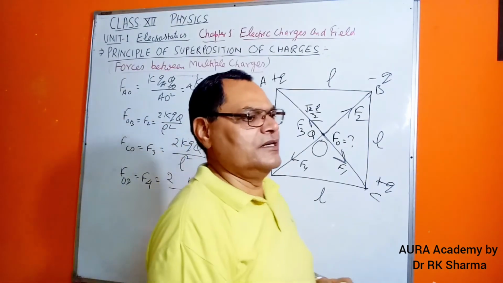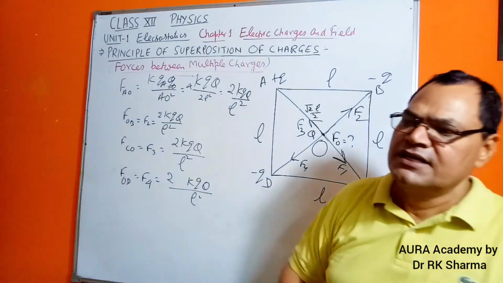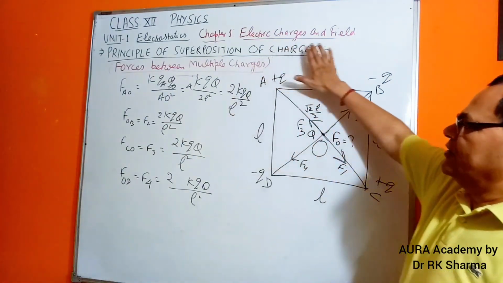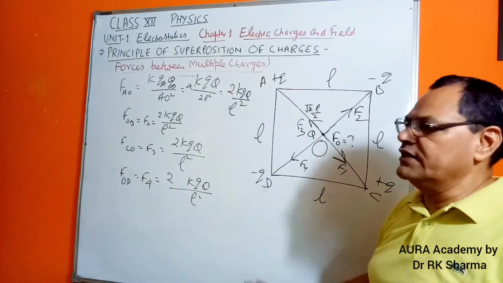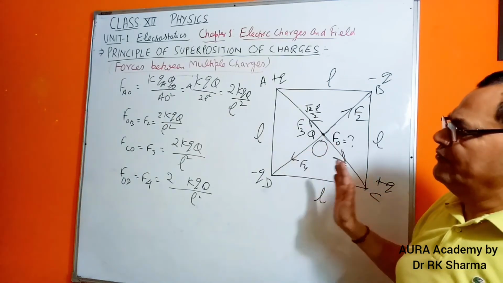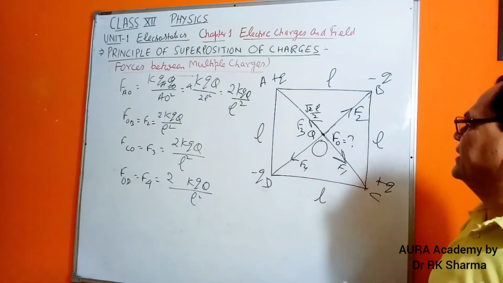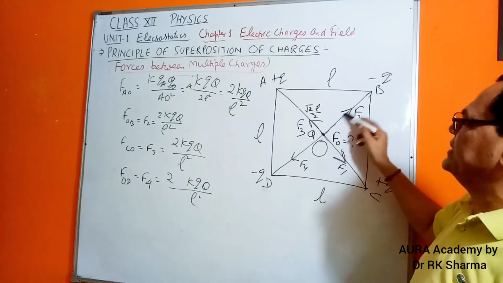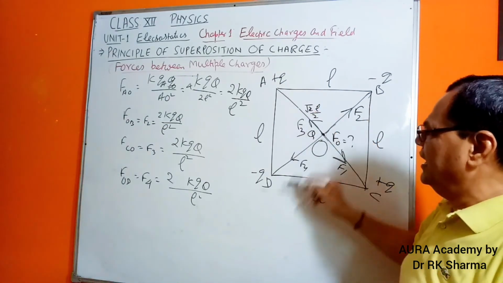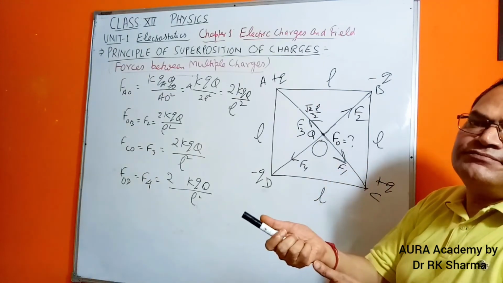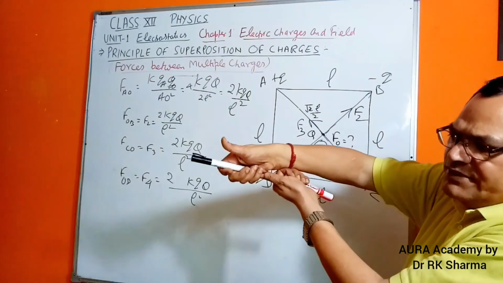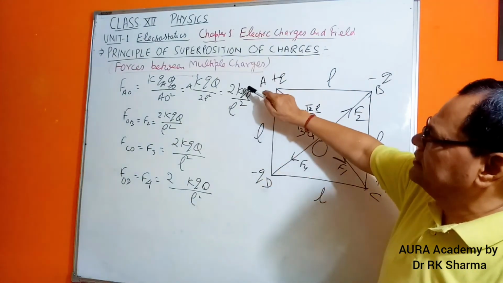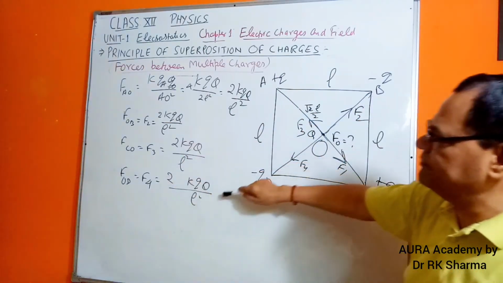Now somebody may say, sir, we got the 4 answers of forces, so let us add them directly. No. Why? Because force is a vector quantity, so we have to add them vectorially. So what do you think? F1 is acting this way, F2 is acting this way, F3 this way, F4 this way. So none of them are in the same direction, so we cannot add them directly, right? Then how to add?